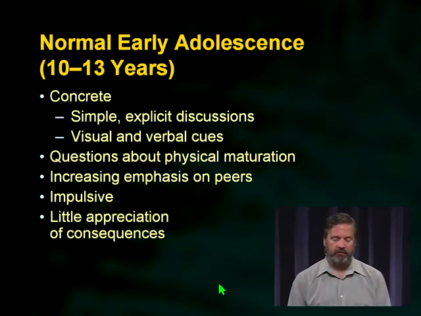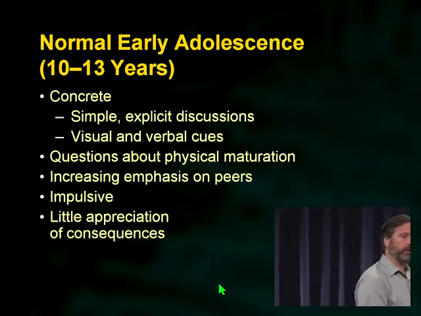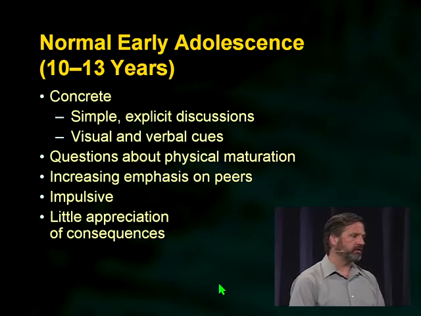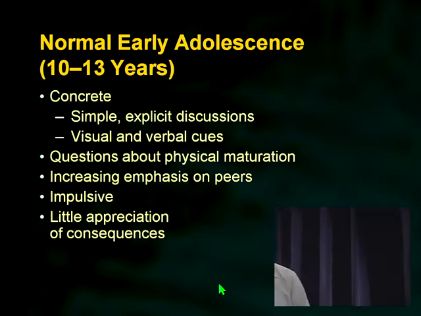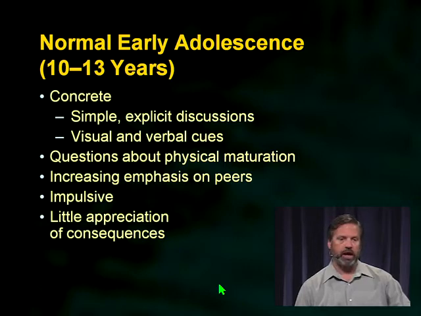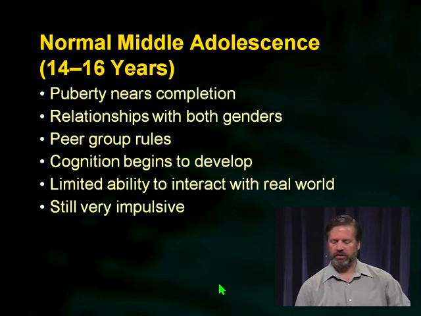A lot of emphasis on who they're spending their time with, how they're spending that time, what kinds of activities they're engaged with, what their peer group is. They tend at this point to be very impulsive and have little appreciation for the consequences of their actions. So that's a pretty dangerous combination, right? Impulsivity without appreciation for consequences.